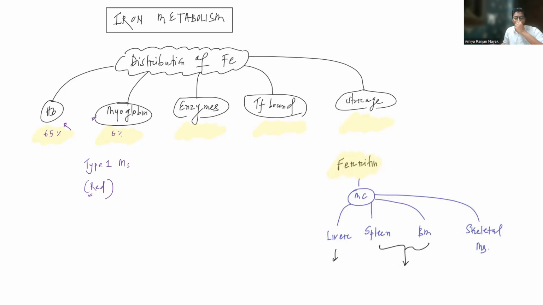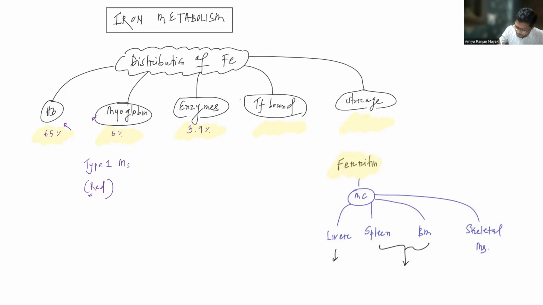Then there are various enzymes inside our body, like the enzymes of the electron transport chain, and also some of the enzymes in the Krebs cycle, and also there are various enzymes in the peroxisomes like catalase and peroxidase. They also contain iron. So this amounts to around 3.9% of the iron.